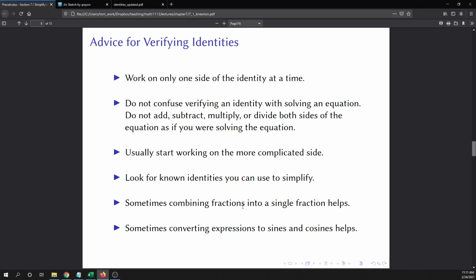Sometimes combining fractions into a single fraction will help. It's not always what you want to do, right? Every identity is different, right? And there's lots of different types and lots of different things that you might have to do. So this is not automatic, but it's a pretty good indication. Hey, if you've got some fractions there that are being added or subtracted, you might want to go ahead and combine those into a single fraction.